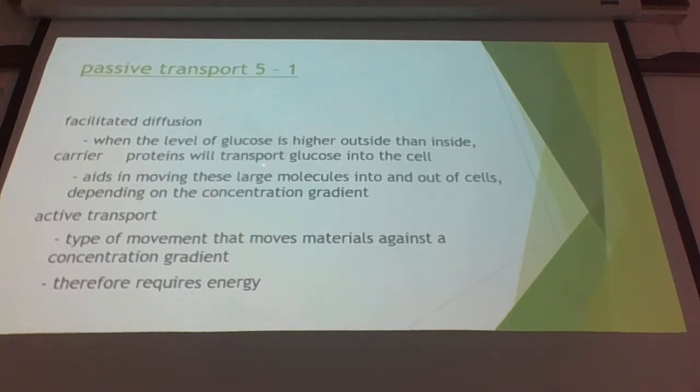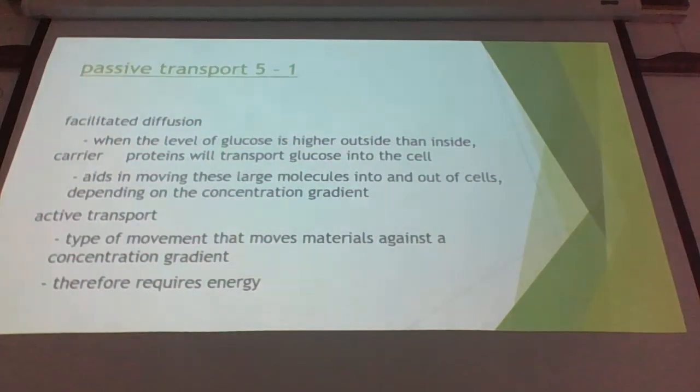And here we see a little more elaboration on facilitated diffusion, and we leave off with active transport. As you can see, active transport is movement against a concentration gradient, and it will therefore require energy. Okay, so that's how active transport is different than the other three.